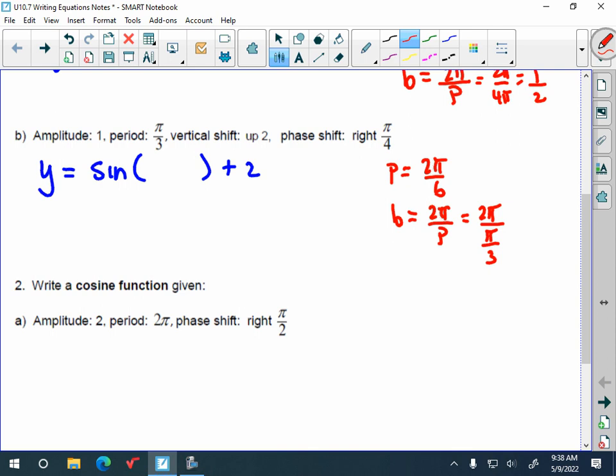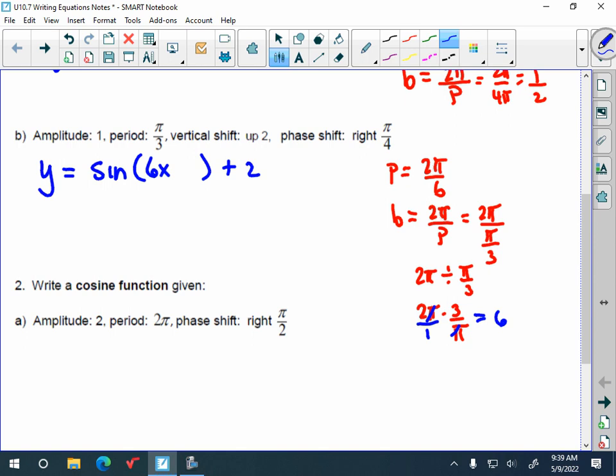What is it? No. 2 pi divided by pi over 3. What does that simplify to? No, not pi over 3. What is it? 6. Yeah. 2 pi times 3 over pi is 6. B is 6. So it's 6x.